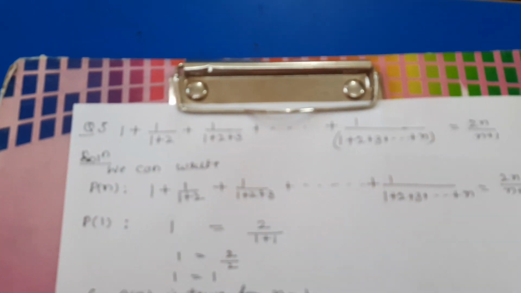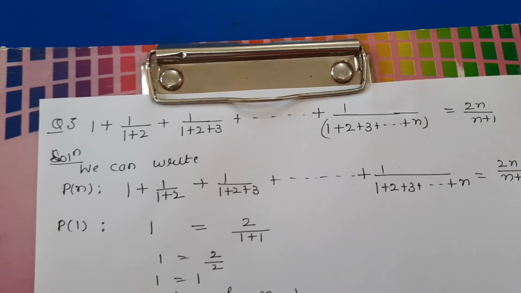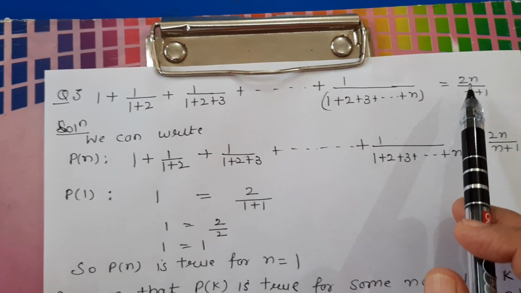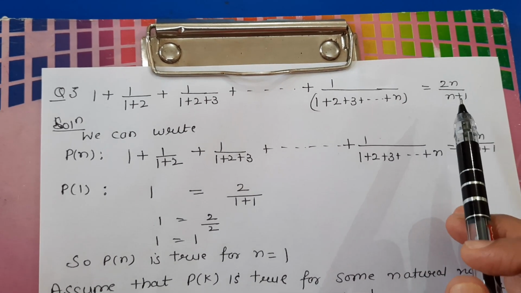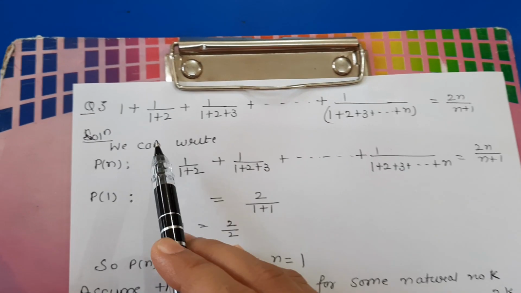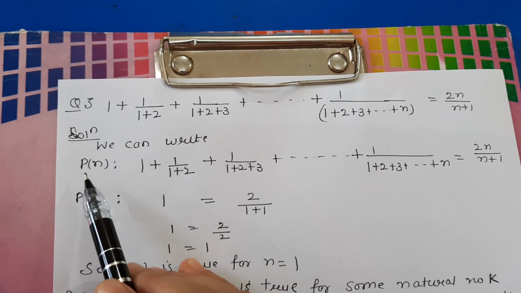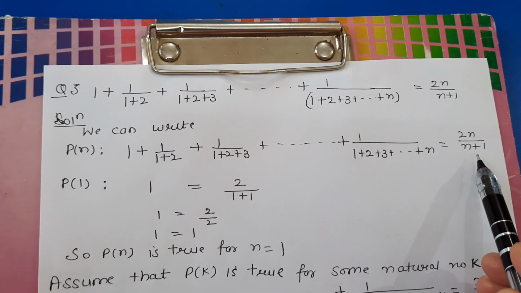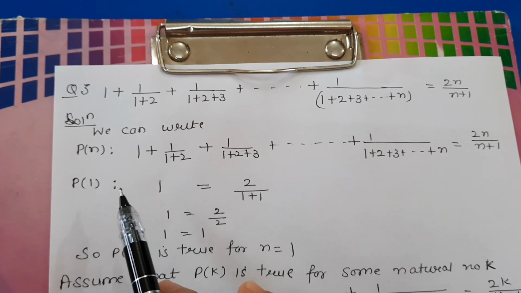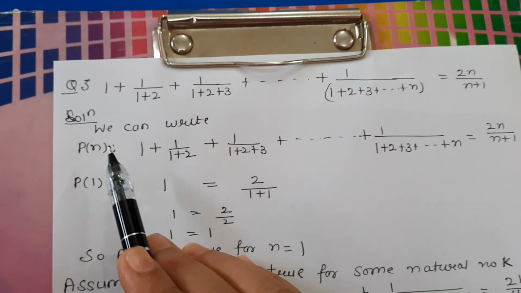Question number 3. Again an important question. Using principle of induction, show that the sum of this series is equal to 2n upon n plus 1. Right? Now, we can write the given statement as P(n). Done. First step, for n equals 1, that means your P(1).